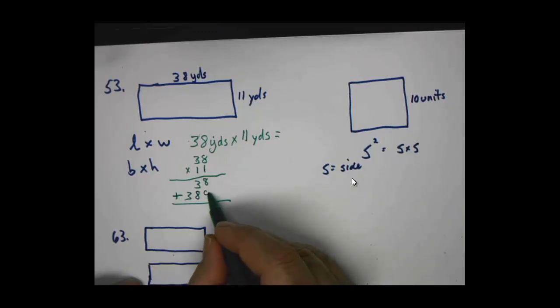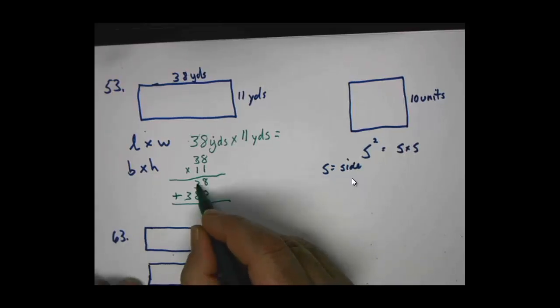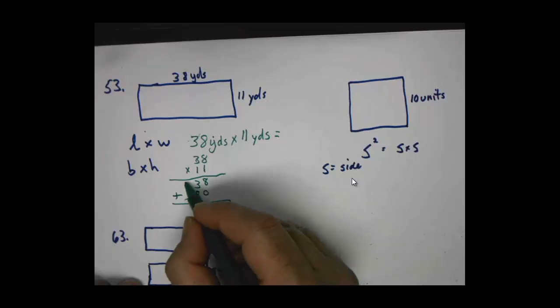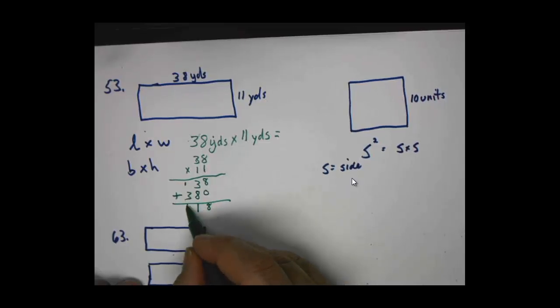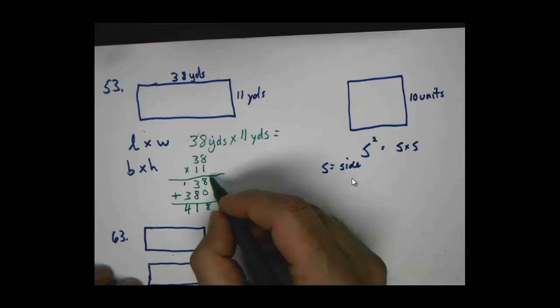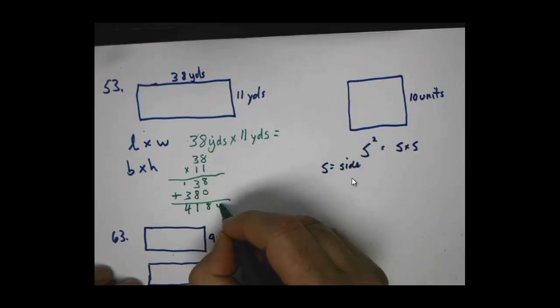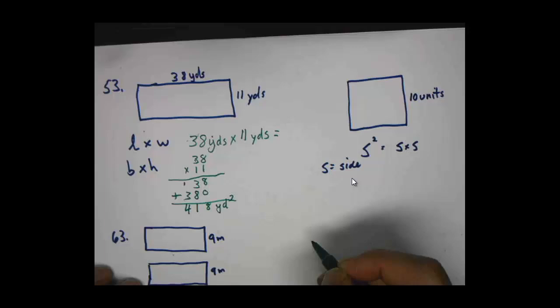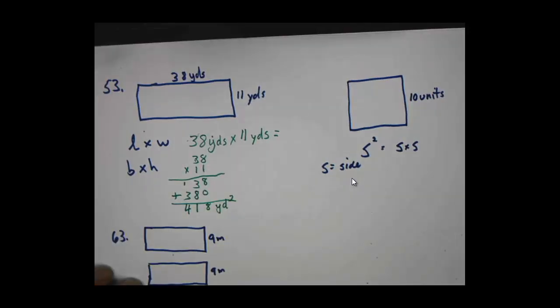We can fill this in if we'd like, if that helps you. 0 plus 8 is 8. 3 and 8 is 11. So that's going to carry 1, and 3 and 1 is going to give us 4. And since this is yards times yards, this is going to be yards squared. Again, if it works better for you to do it on a calculator, perfectly acceptable.